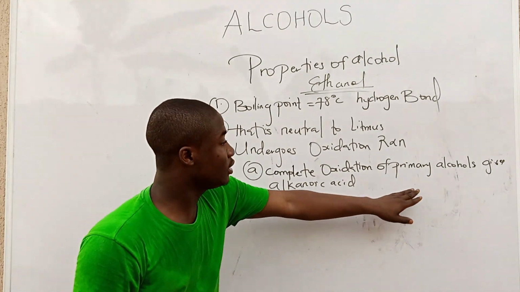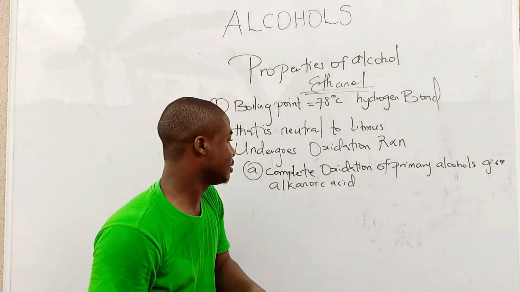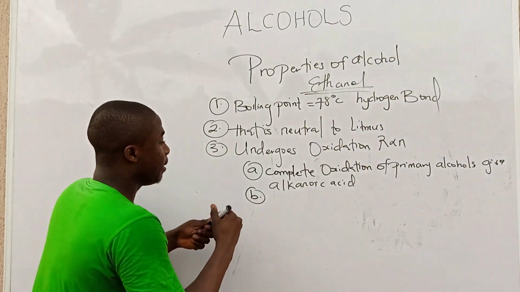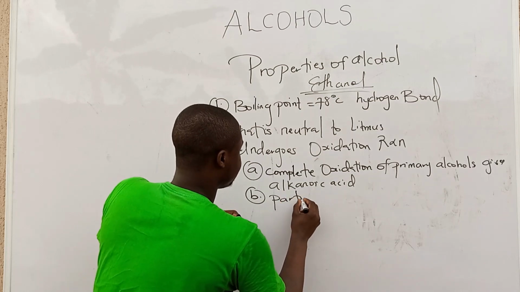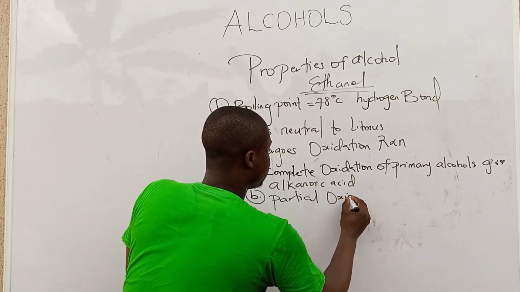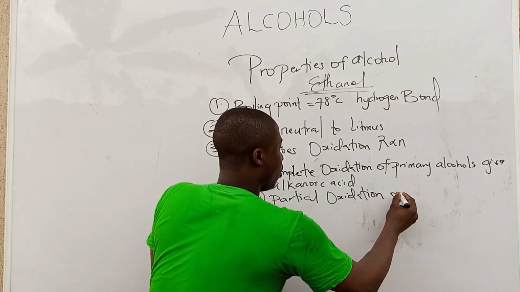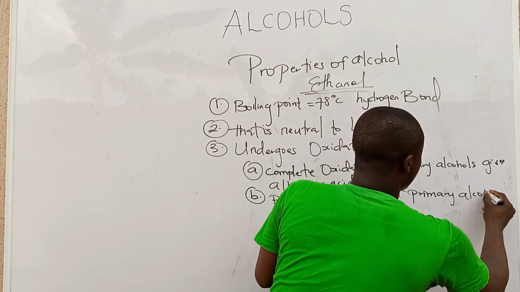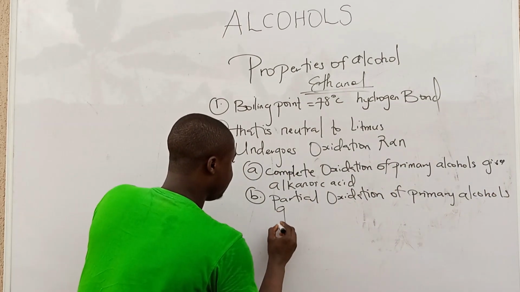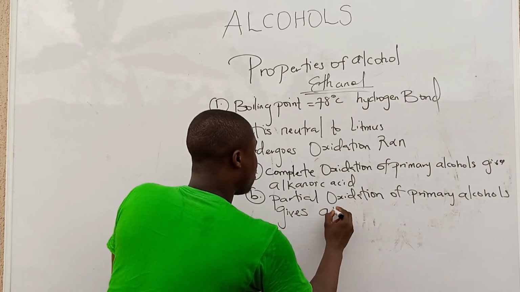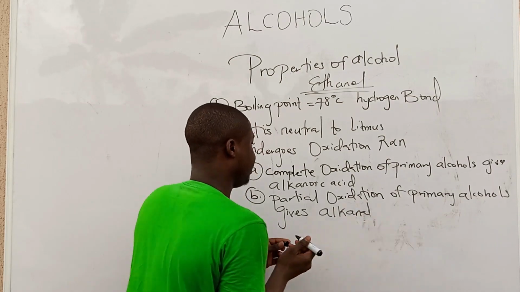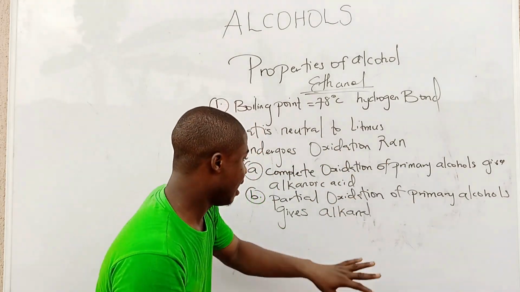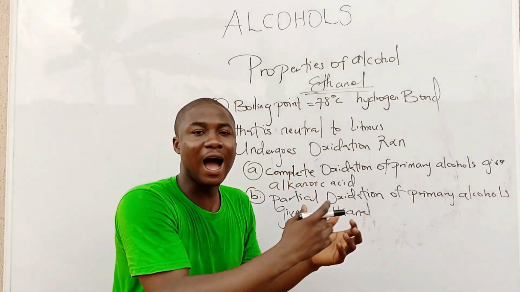I believe now you understand what a primary alcohol is. Now, talking more about the oxidation reactions of alcohols, partial oxidation of primary alcohols gives alkanal. Alkanoic acid is also called carboxylic acid, and alkanals are also called aldehyde.